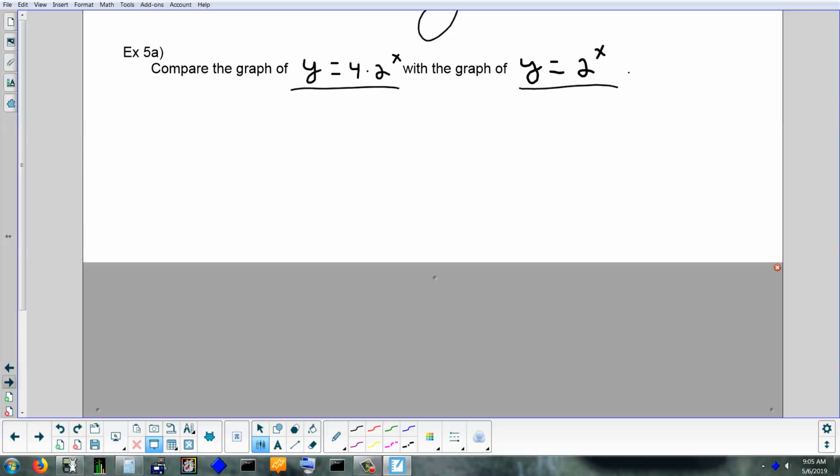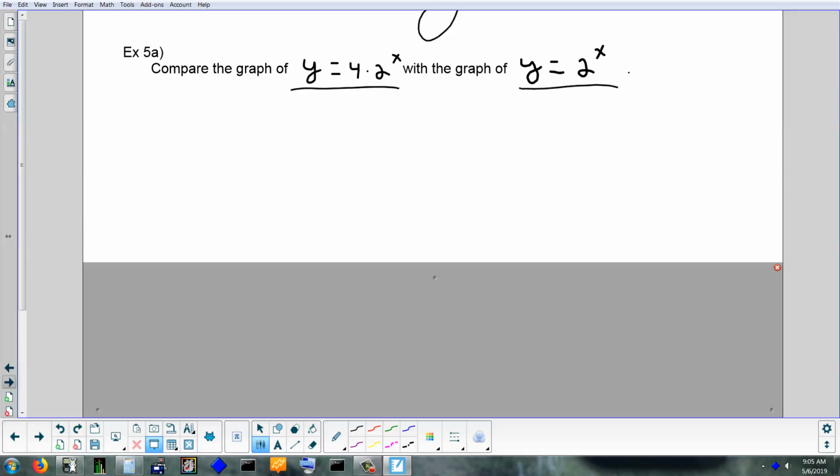So I want to compare these two graphs. Is there a flip happening? Like if you were to make the table and draw it all out, why isn't there a flip? Yep. There's no negative. So what's the only thing that's actually going to happen? The 4 causes a stretch.